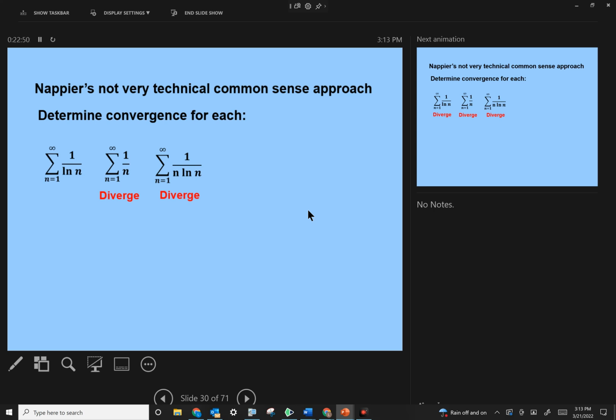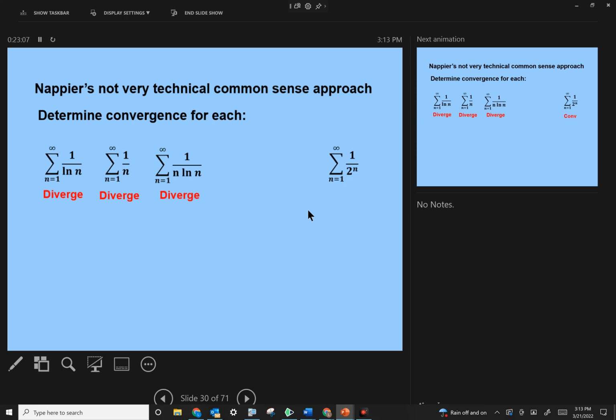Remember how we compared earlier? Wasn't it slower? Remember how we're looking at the difference between the top and the bottom? Well, if natural log of n is slower, it's not as much of a difference as 1 over n, correct? So what's your guess? Way not fast enough. It's got to diverge, right?